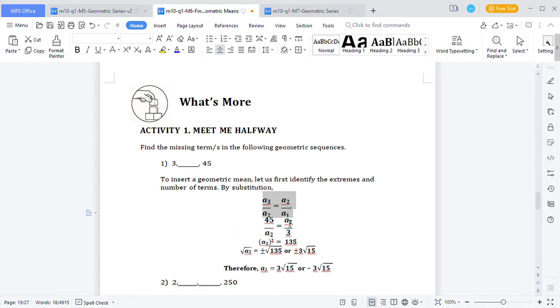So, cross multiply, we have a sub 2 squared is equal to 45 times 3, which is 135. And then a sub 2 is equal to plus or minus the square root of 135, or positive or negative 3 square root of 15. So therefore, your second term is either positive or negative 3 square root of 15.